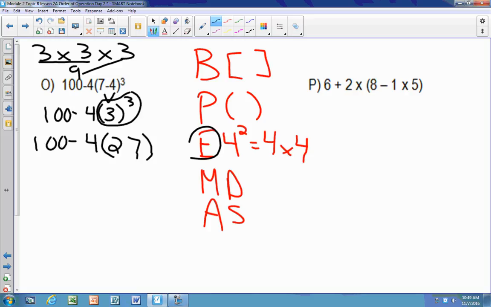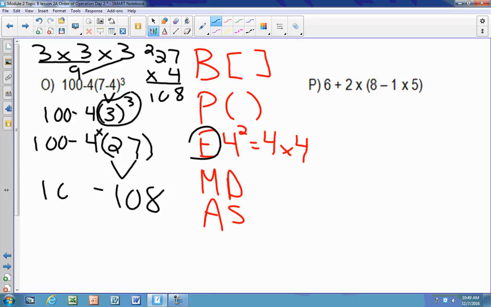Now I have exponents done, and I'm looking at multiplication and division. This means to multiply and divide. 27 times 4, many of you can't do in your head. You just pull it off onto the side and solve it. And it will give me 108. And it ends up giving me a negative number, which we have not learned. But you'll see in 6th grade that you can end up with negative numbers as the answer.